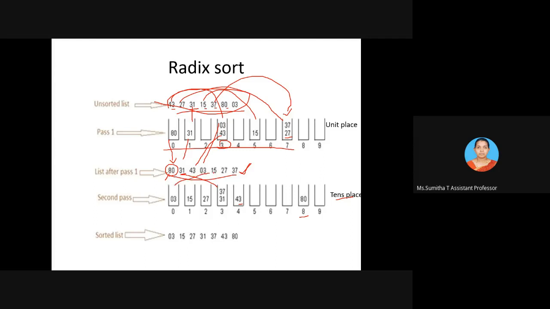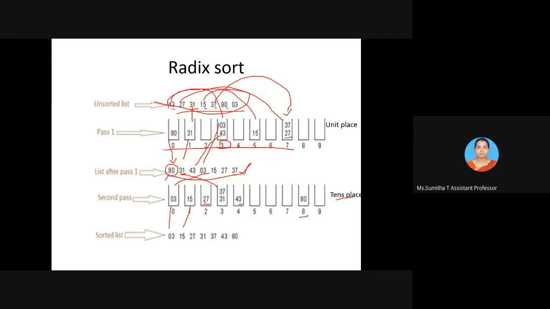Again 15. What is the 10th place? 1, right? So I can keep it here. And 27, I can keep in the second bucket. And 37, I can keep in the third bucket. Okay, so after the 10th place, how do I arrange the elements? From the 0th bucket we can start with 03. Okay, so I can pick the element.